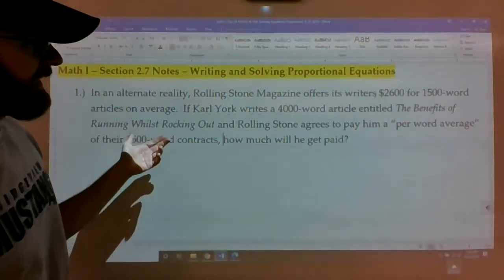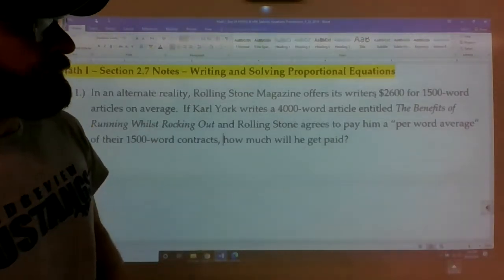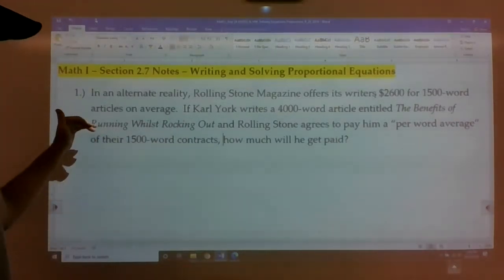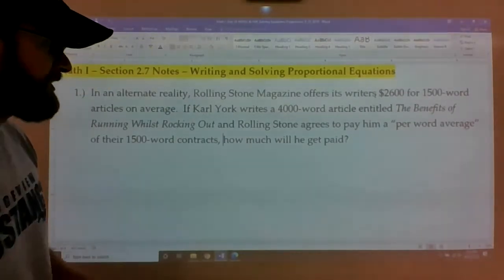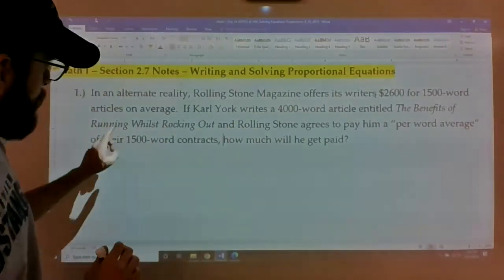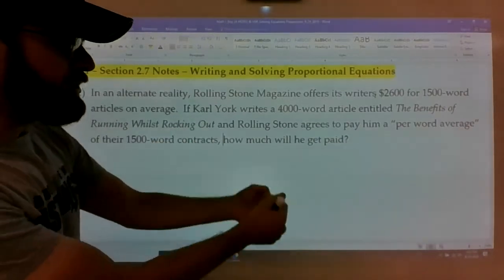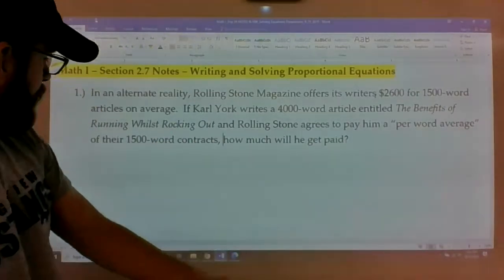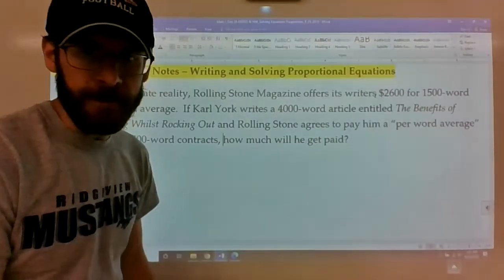In an alternate reality, Rolling Stone magazine offers its writers $2,600 for 1,500-word articles on average. If the brilliant Carl York writes a 4,000-word article entitled "The Benefits of Running Whilst Rocking Out," and Rolling Stone agrees to pay him a per-word average of their 1,500-word contracts, how much will he get paid?